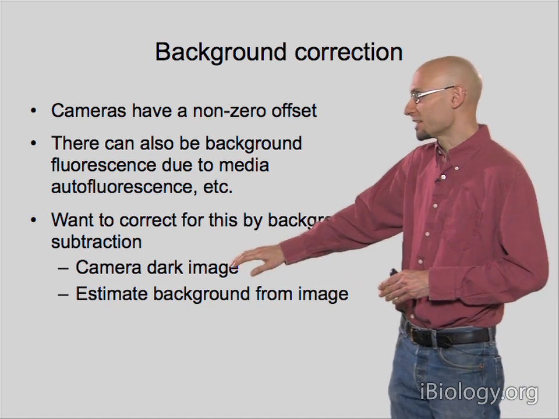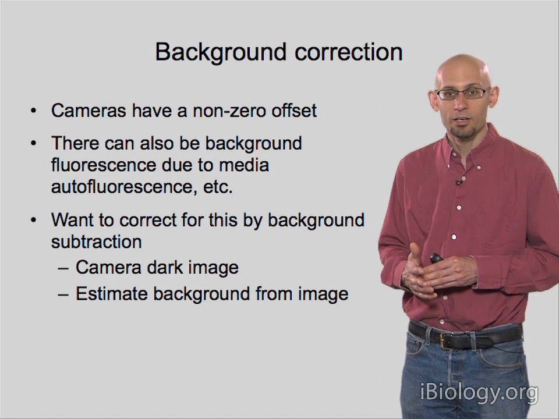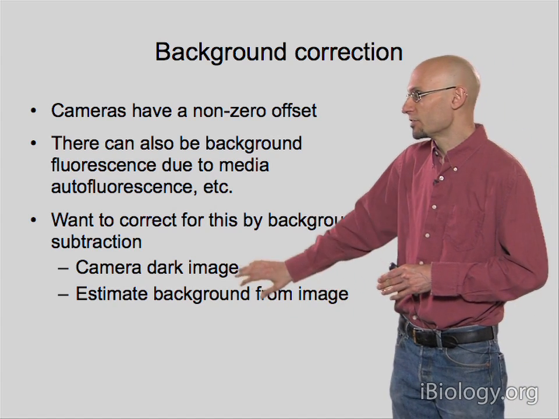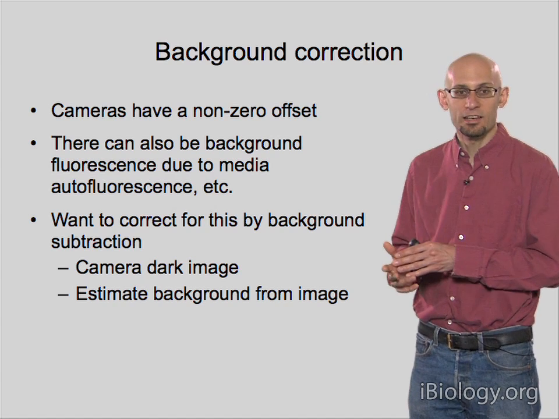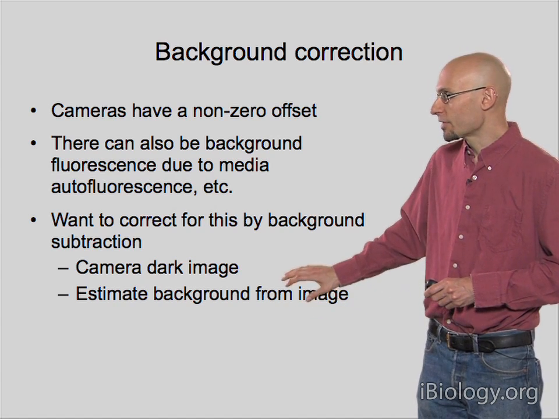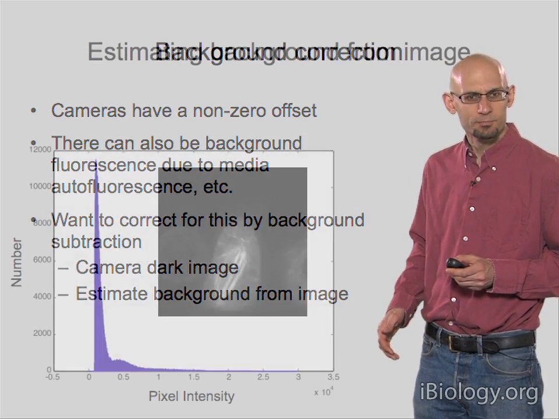One way to do this is taking a camera dark image: take an image where no light is coming to your camera, and then subtract that off. Or you could take an image of, say, an unstained sample or a mock-stained sample that doesn't have any dye in it, estimate the background intensity there, and subtract that off. And then there are also approaches where you can estimate the background from the image, and that's what I'll mention first.